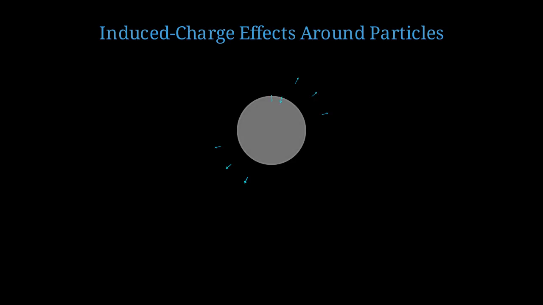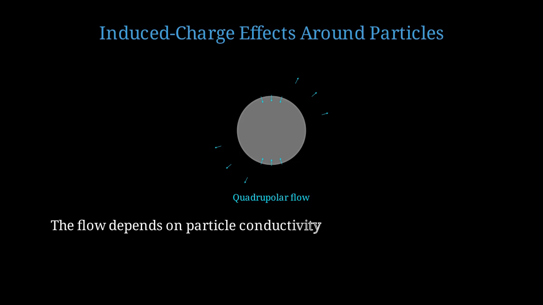Let us talk specifically about induced charge effects around particles. This is important for applications like particle manipulation and separation. Around a polarizable particle, the flow has quadrupolar symmetry. Fluid is sucked in at the poles and expelled at the equator, or vice versa. This creates a characteristic pattern. The flow direction depends on particle conductivity relative to the fluid. If the particle is more conductive, you get one flow direction. If less conductive, the flow reverses.